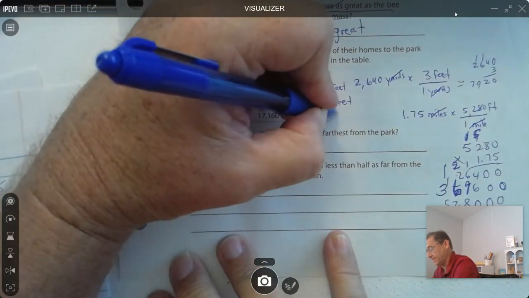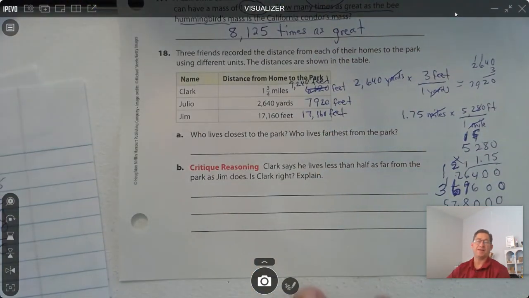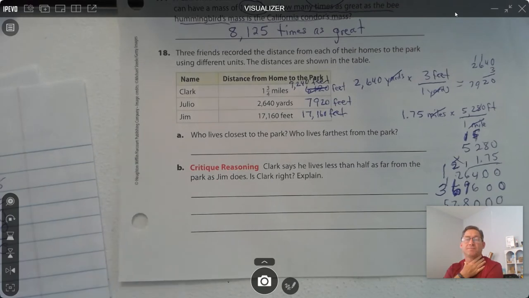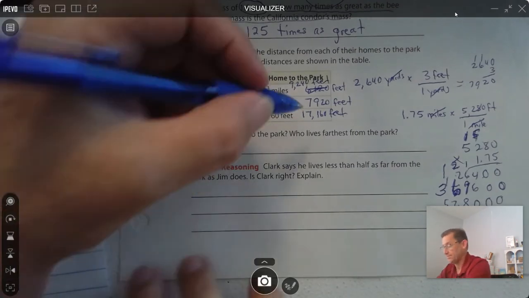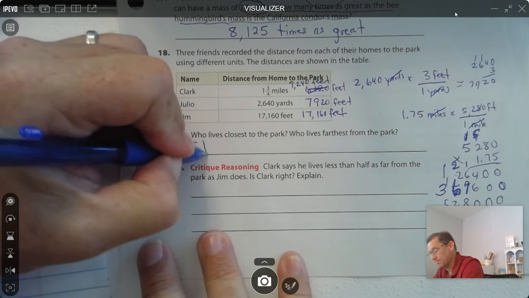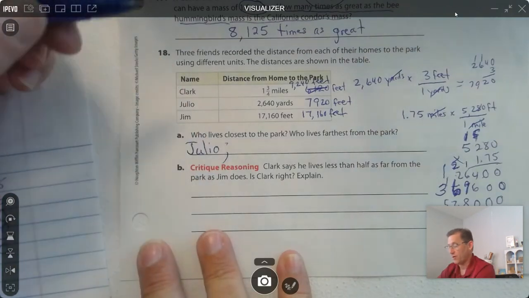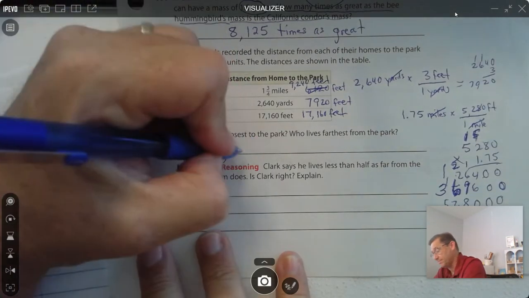And we left Jim as the same. So who lives closest to the park? Well, Julio does. Who lives farthest? Jim.